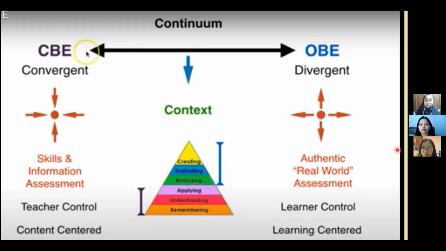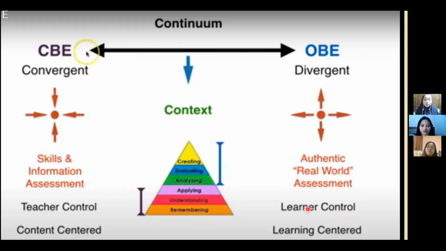The second difference is about the assessment. In competence-based education, it assesses the skills and information. Meanwhile, OBE, or outcome-based education, assesses authentic real world. The third difference is that the assessment is arranged by the teacher, or teacher control, focusing on the content. Meanwhile, OBE is learner control and learning centered.